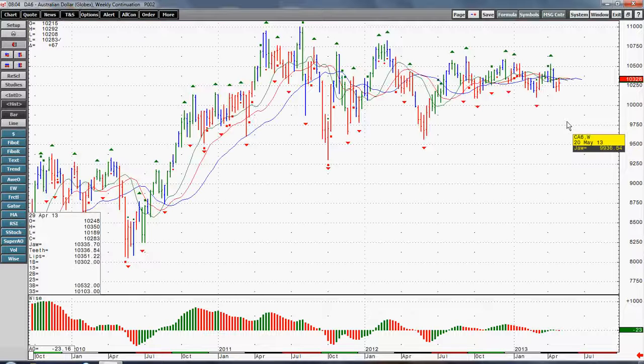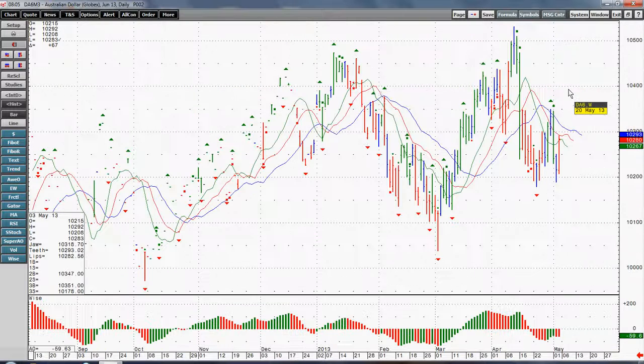The next one, Australian dollar. This is another weekly chart. Just want to show you when these weekly charts are in the mouth, when we go to the daily chart, it's going to be very difficult trading. This is what you're going to see.